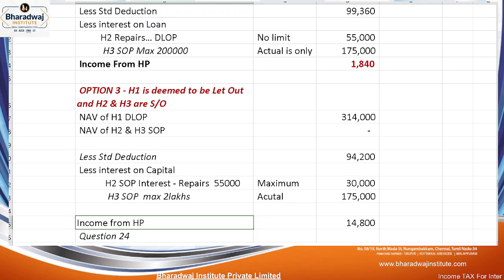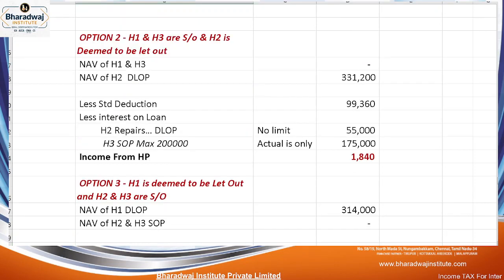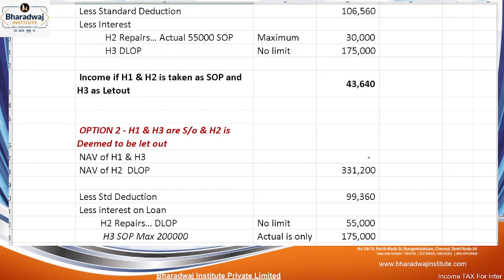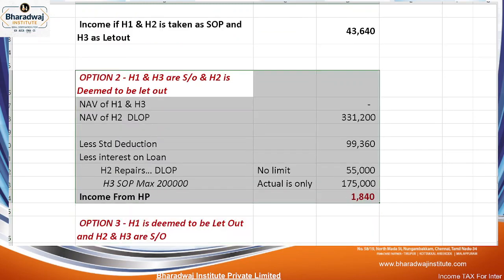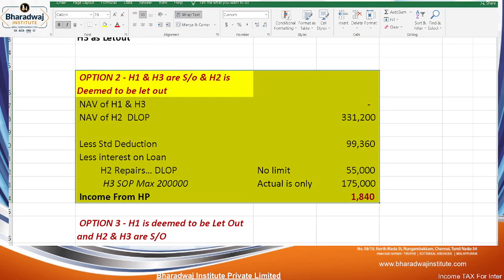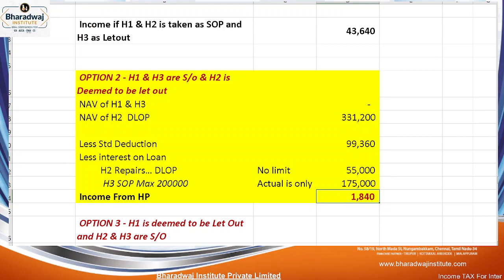So which option is better? You want to pay more tax or less tax? We want to pay less tax. Which option will be chosen? Option 2 should be chosen, because this is having lesser income from house property.